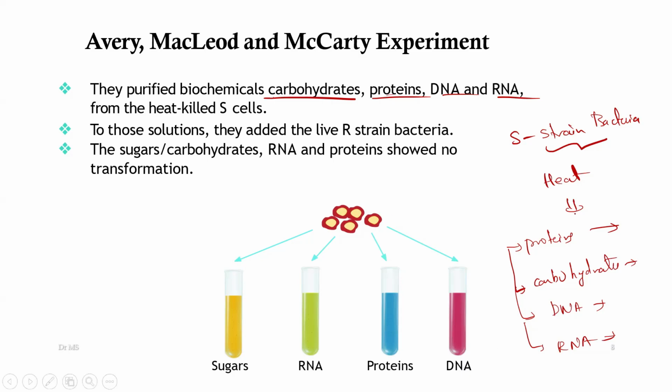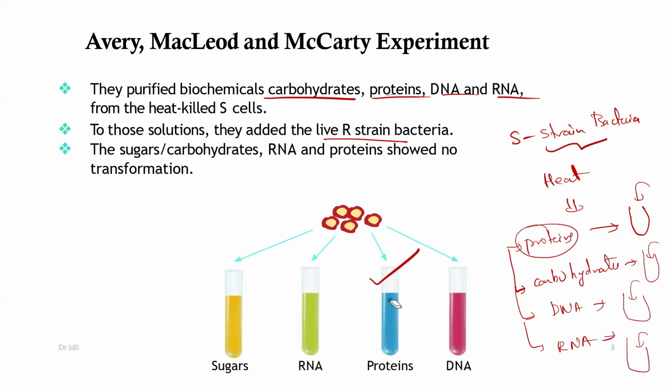Now, in each of these test tubes, they also added the R strain bacteria. Remember, to each of these solutions, they added the live R strain bacteria. Understood? If my transforming principle is proteins, then this will show the R strain to S strain conversion.